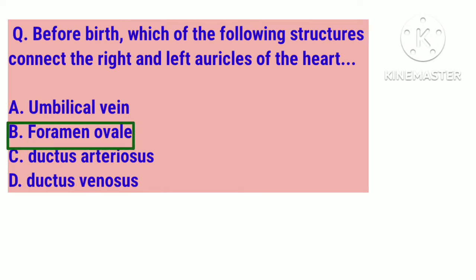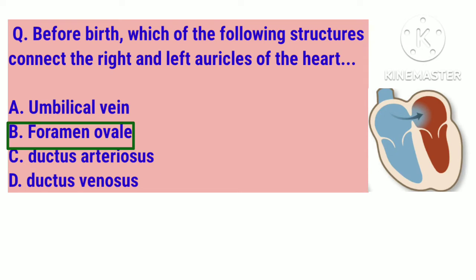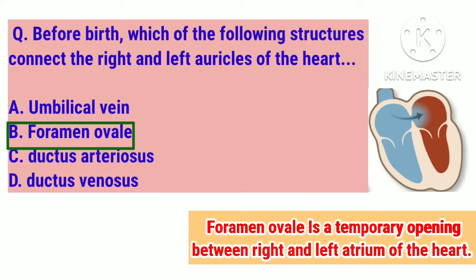Foramen ovale. Auricle term is used for atrium of the heart. Foramen ovale is a temporary opening between right and left atrium of the heart. It permits blood to flow from right atrium to left atrium to bypass the immature lungs. It usually closes shortly after the birth. Its failure to close may cause atrial septal defect.